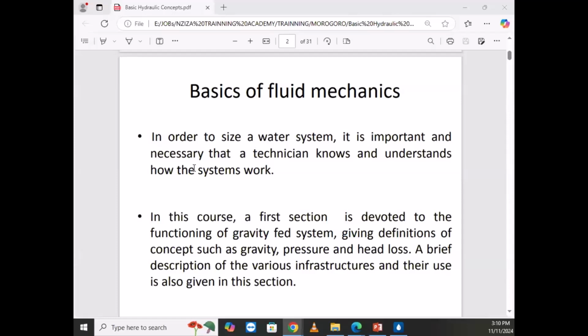In this course, the first section is devoted to the functioning of gravity systems, giving definitions to concepts such as gravity, pressure, head losses, and a brief description of various infrastructures and their use is also given in this section. This is because most of the people are asking if the model is dealing with some infrastructures like a valve chamber.